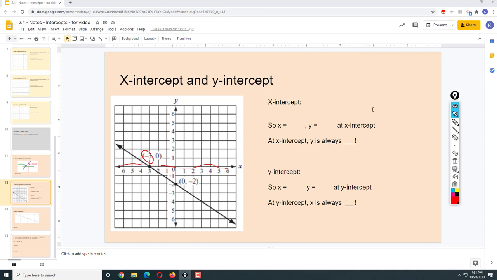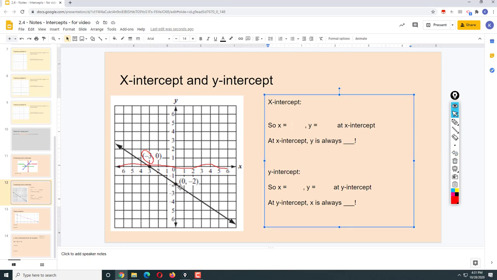The y-intercept is where our line intersects the y-axis. So in this case, the y-intercept would be 0, negative 2, or just negative 2. So again, the intercept happens at negative 3, 0. X equals negative 3, y equals 0. Notice that anywhere on the x-axis, y has to be 0.